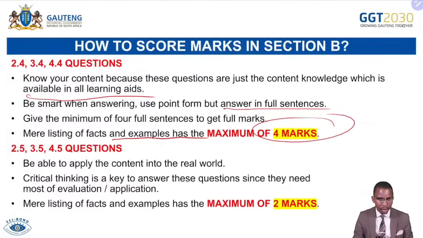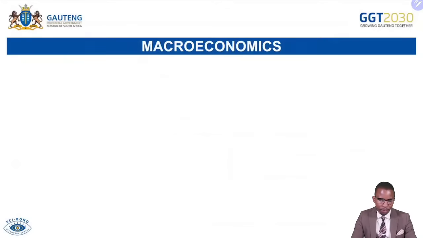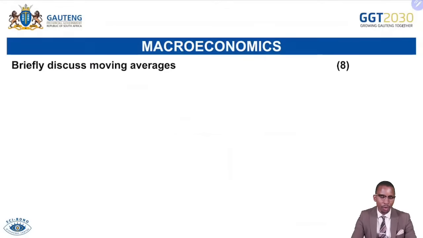2.5, 3.5, and 4.5, these are higher order questions. You must be able to apply the content knowledge to the existing world. Critical thinking is the key to answer these questions since they need most of evaluation and application. Mere listing of facts and examples will give you a maximum of 2 marks in these 2.5, 3.5, as well as 4.5, including the additional part.